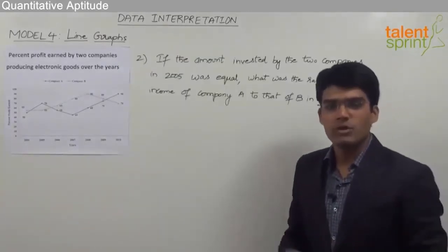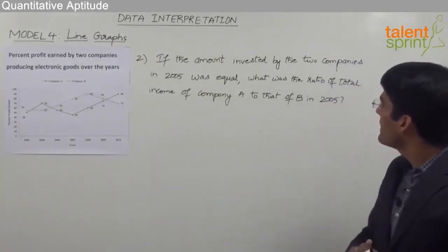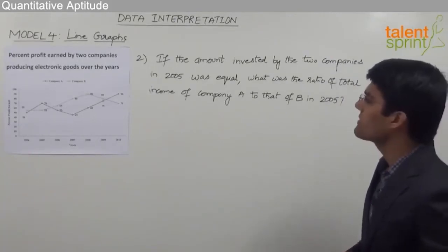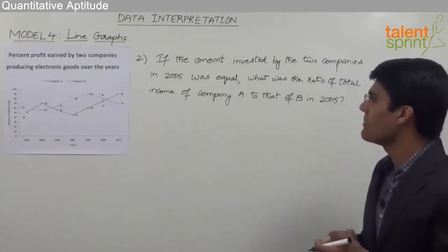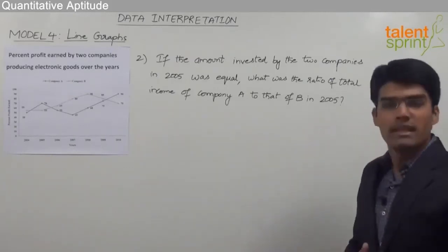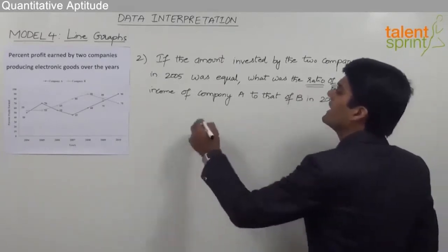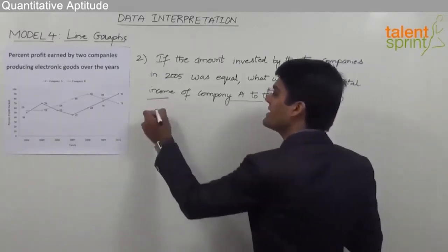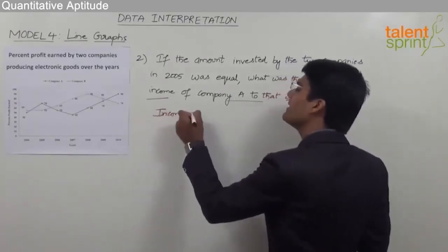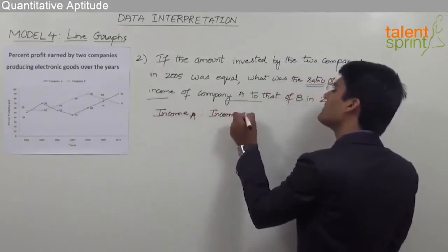Let us now take the second question given along with the line graph. The question here is, if the amount invested by the two companies in 2005 was equal, what was the ratio of total income of company A to that of B in 2005? So here we are supposed to find out the ratio of the income of the two companies, company A is to company B. So the income of A is to the income of B for the year 2005 is to be calculated.